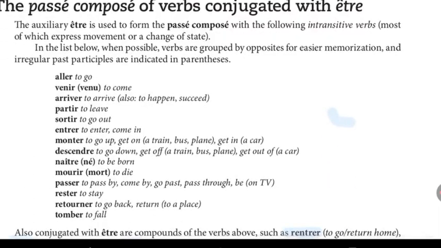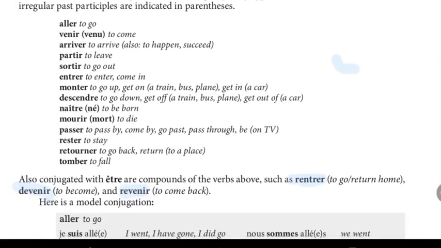Now we come to the second part of passé composé, the one that I conjugated with the verb être. This is what we call the intransitive verbs. I've been talking about it in the course of this interaction. For the intransitive verbs, there is a list of them. We have aller, to go, venir, arriver, partir, sortir, entrer, monter, descendre, naître, mourir, passer, rester, tomber. After that, they are brothers like rentrer, devenir, and revenir.